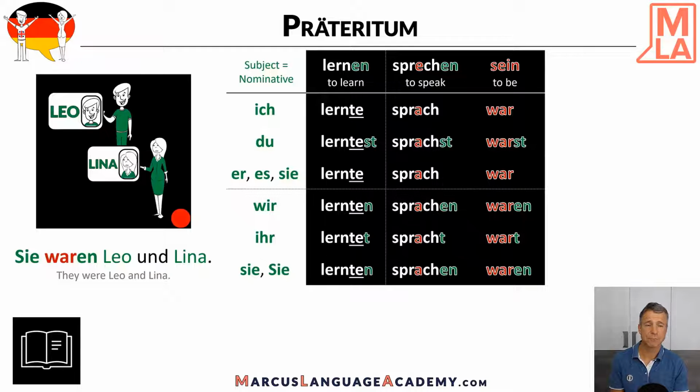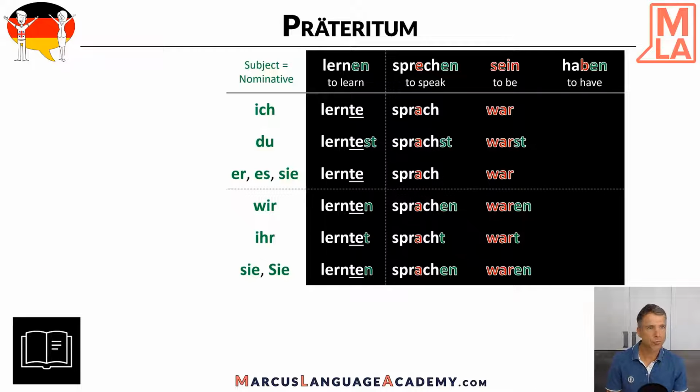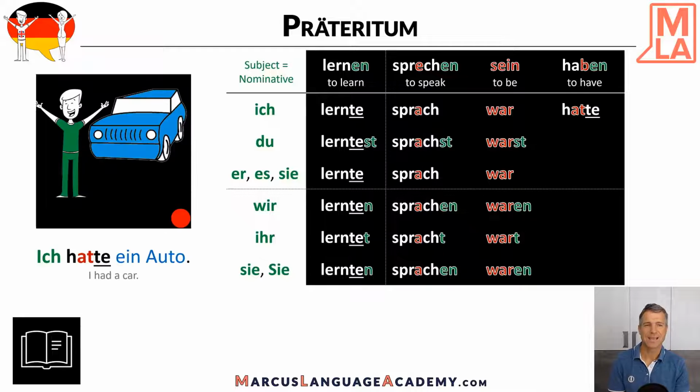So we see it's quite irregular, but the endings are a little bit the same as for irregular verbs in Präteritum. The verb haben, also quite important, changes this way. Ich hatte. Here the b disappears, so it's irregular, and we add te. It's a little bit strange, a little bit special, but just remember, ich hatte ein Auto. I had a car.